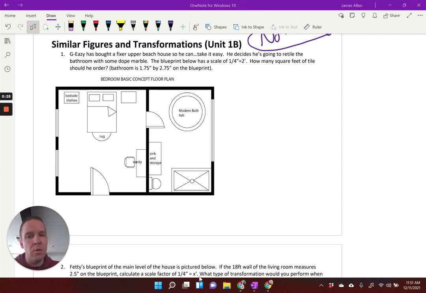All right, he decides he's going to retile the bathroom with some dope marble. Ooh, marble tile! The blueprint below has a scale of 1/4 inch equals 2 feet. How many square feet of tile should he order? The bathroom is 1.75 inches by 2.75 inches on the blueprint, so we don't have to actually measure it right here. It's just going to tell us what it is.